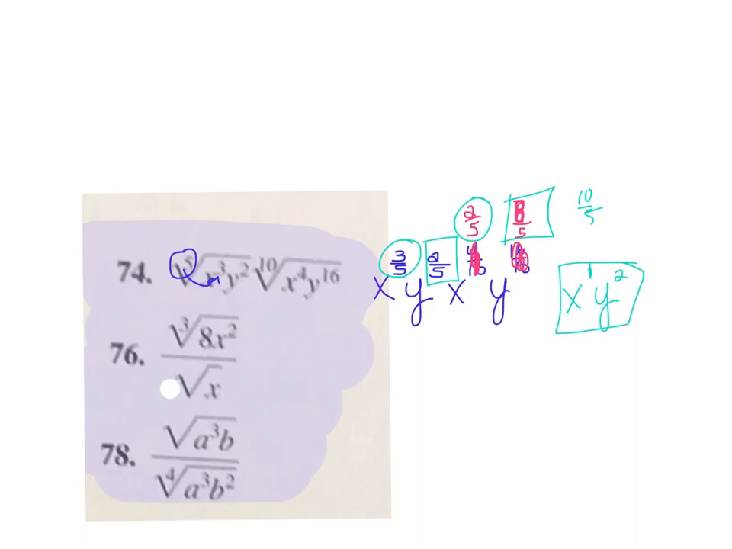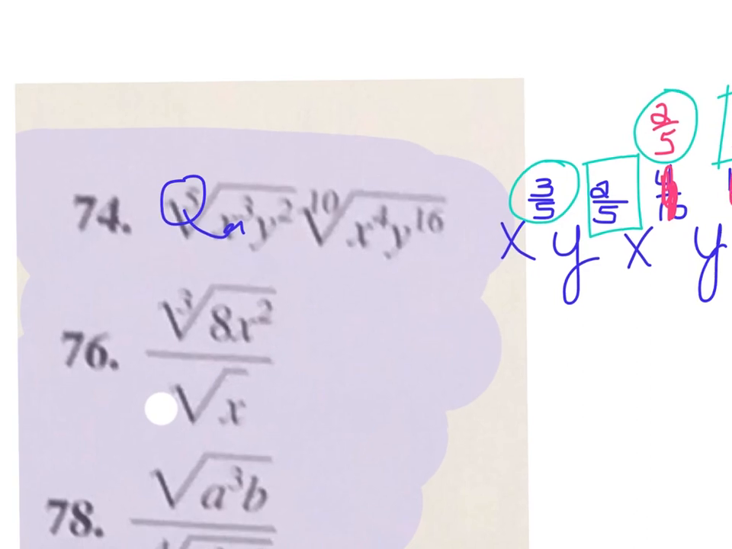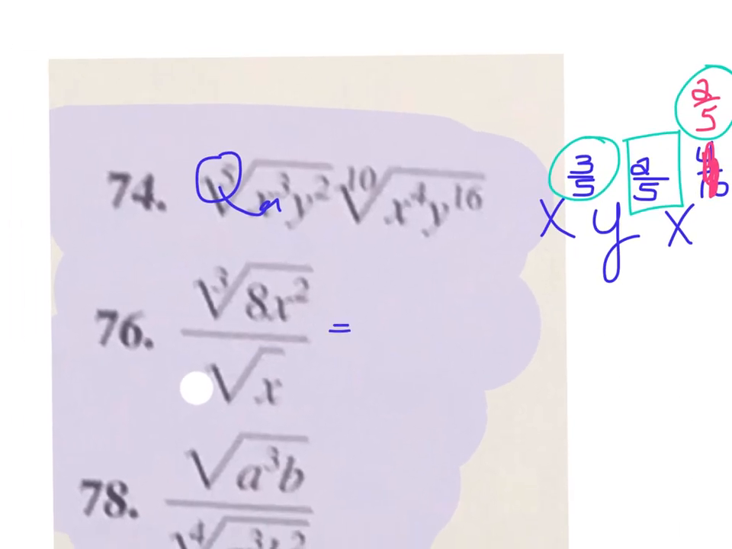Same thing with 76. How can I rewrite this? How can I rewrite the numerator? x to the 2 over 3, but there's something that goes in front of that. a to the 1/3. Good. Oh, geez, we have the a to the 1/3 again. What's a to the 1/3? 2. We already know that. How can I rewrite the denominator? x to the 1/2. Perfect.